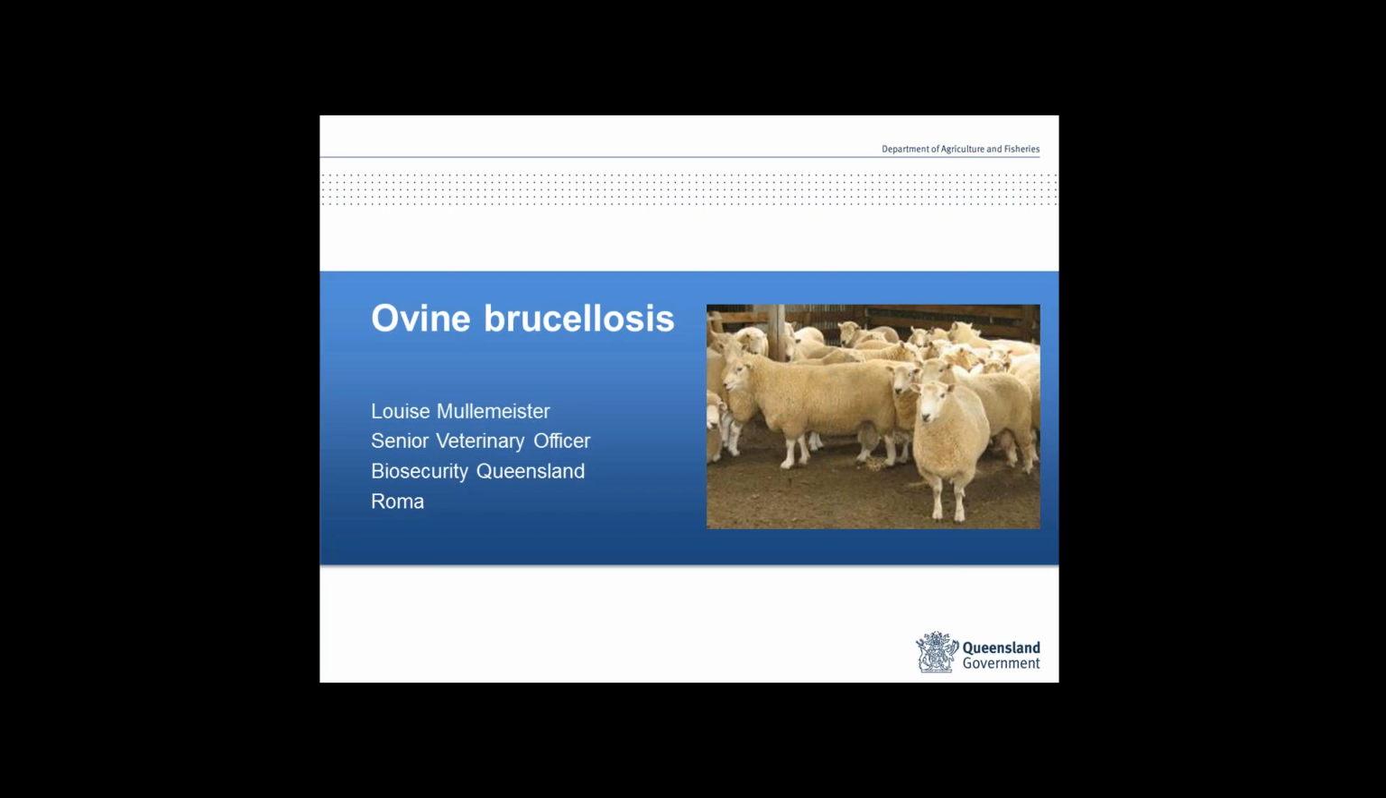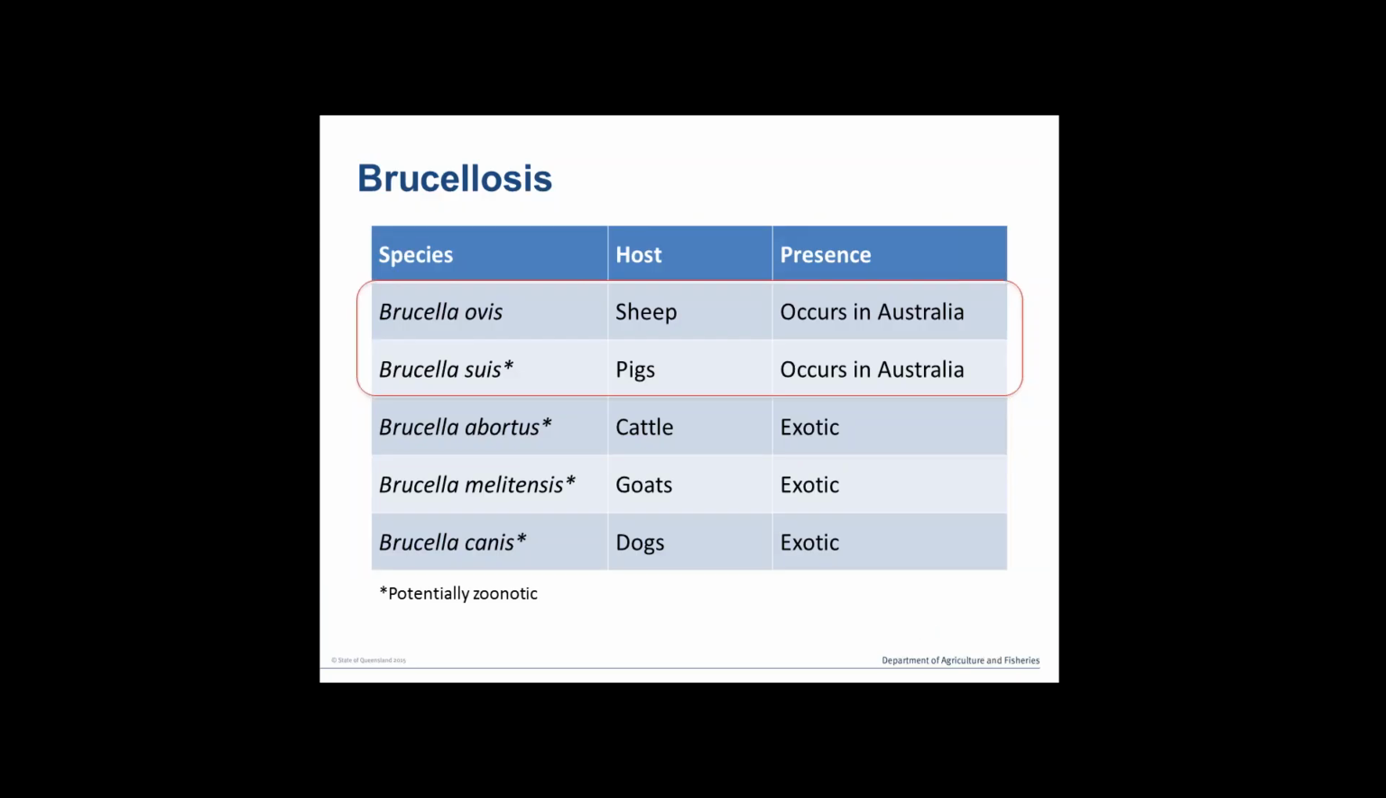Thanks, Nicole. All right, if you can all hear me, I'll kick off straight away because we don't have much time. So I'm going to talk about ovine brucellosis. I'm just going to give a quick background to brucellosis in general. Brucellosis is the name given to the disease caused by the Brucella family of bacteria. In general, the disease in animals causes reproductive failure, such as abortion or the birth of unthrifty offspring in females, and infection of the reproductive tract and sterility in males.